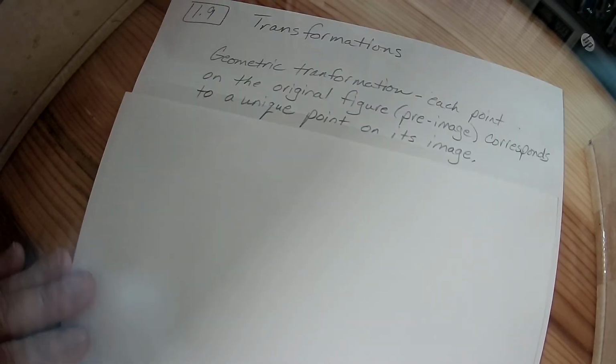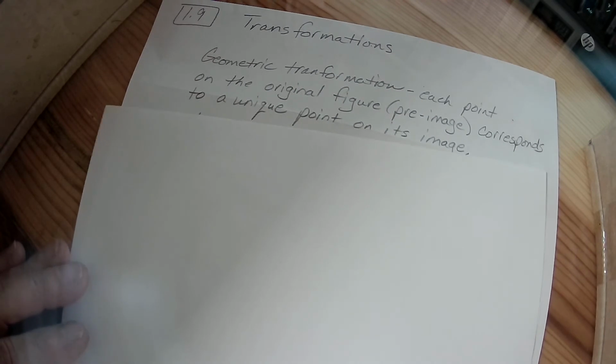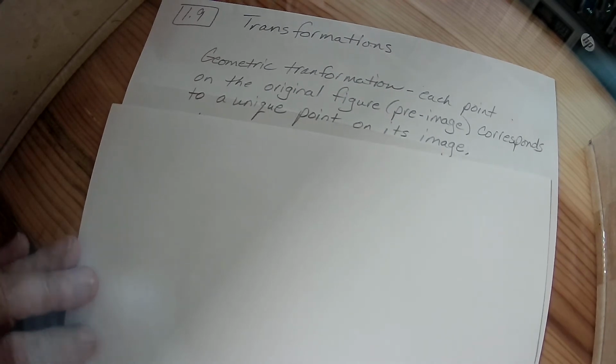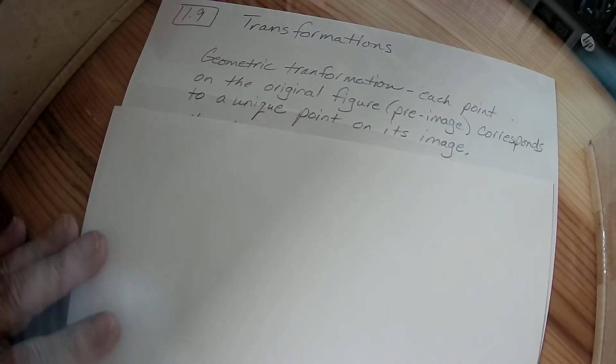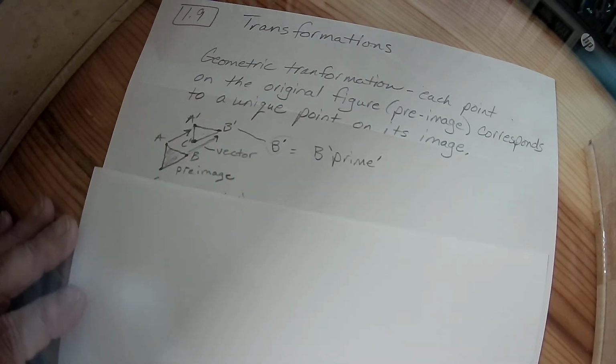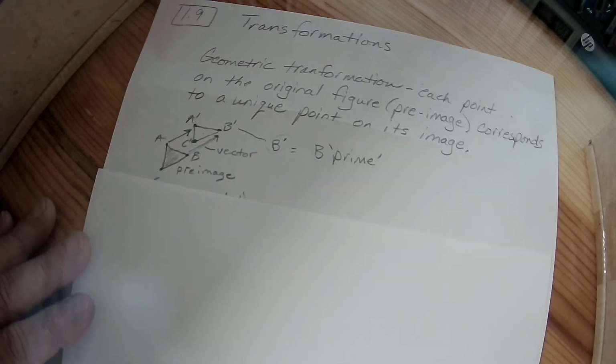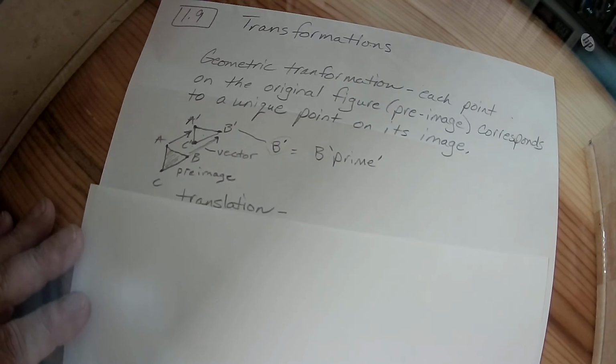Okay, so the final section in chapter 1, we're going to be talking about transformation. A geometric transformation is where each point of the original figure, which is called the pre-image, corresponds to a unique point on its image. So let's look at what that would look like.